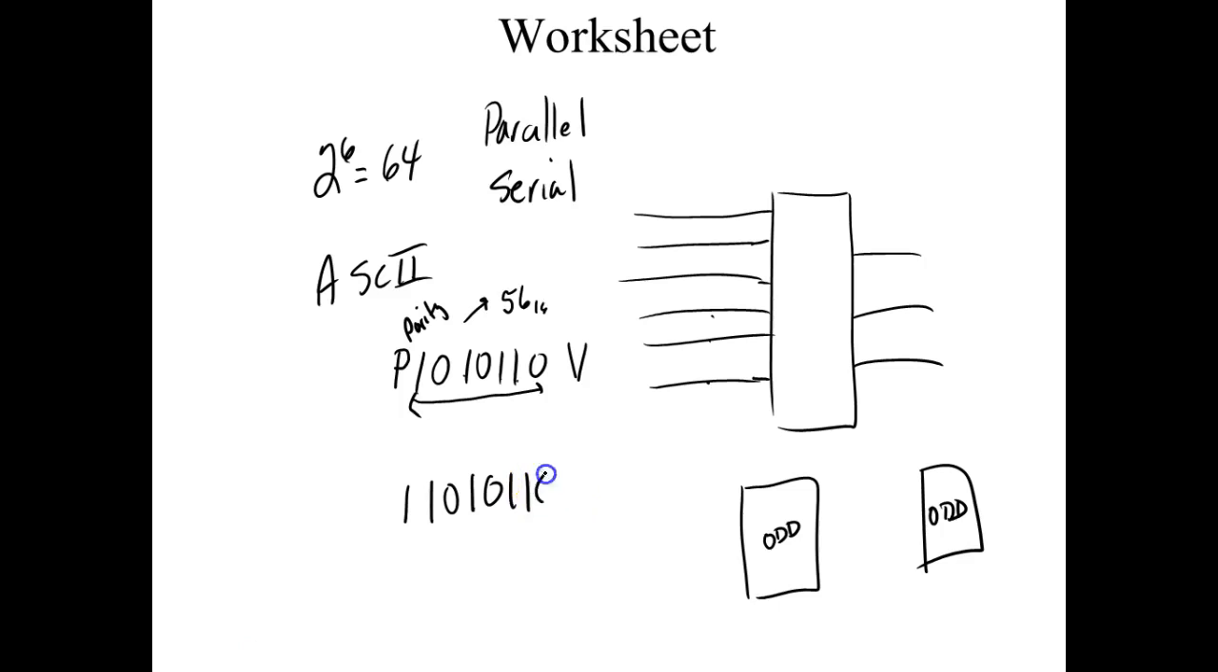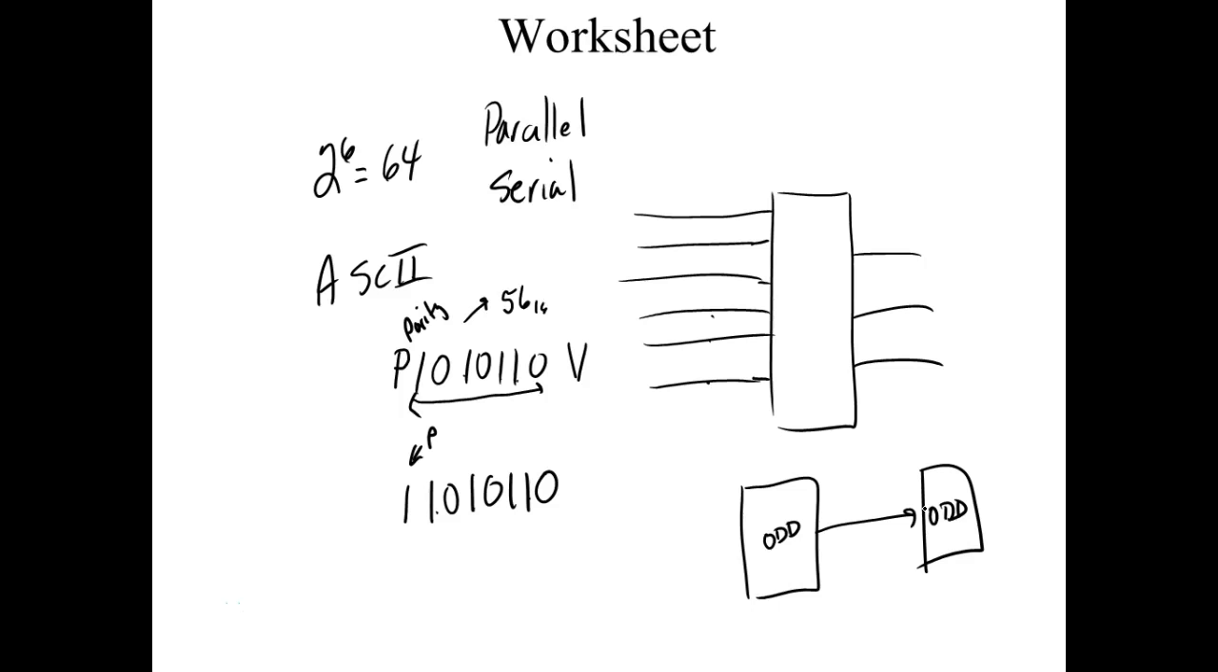Now it has nothing to do with even and odd numbers. It's the total number of ones being transmitted. So this is the parity bit right there. So it'd go 1, 2, 3, 4, 5. This is an odd number. It would send it over to the other guy.